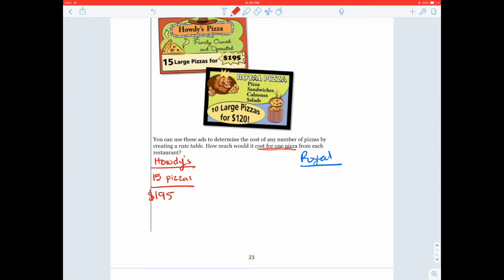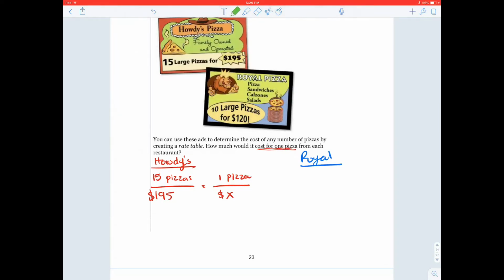If you don't write it this way, that's okay. Just remember to be consistent when you write your proportions, okay? So 15 pizzas is $195. And what do we want to know? Well, we want to know the price for one pizza. So we're going to write one pizza over here, and we're going to write X dollars because we don't know how much one pizza costs.